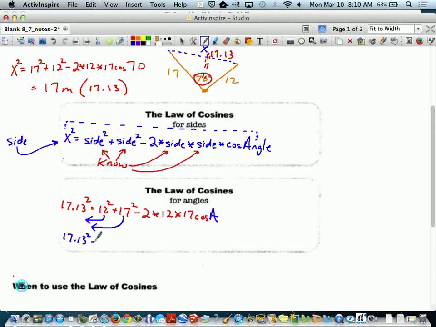So we're going to have the 17.13 squared minus 12 squared minus 17 squared. So that's all gone. It's to the other side now. So now we just have this negative 2 times 12 times 17 cosine of A.